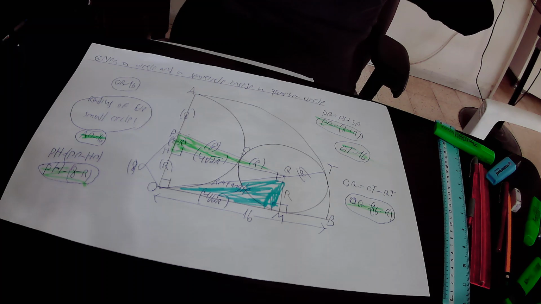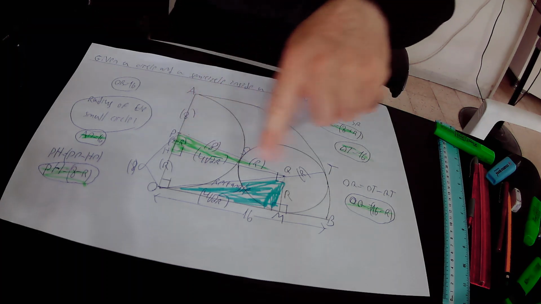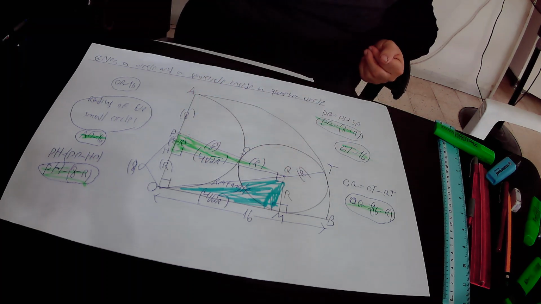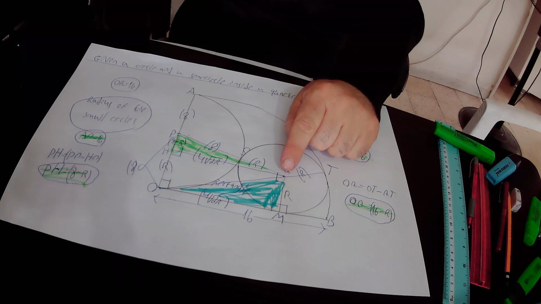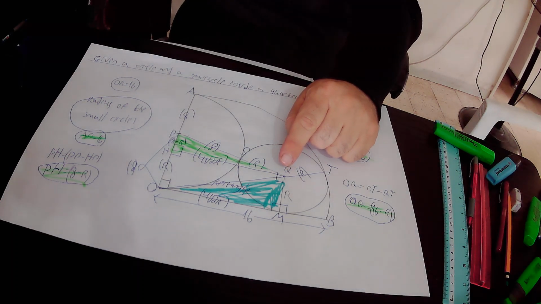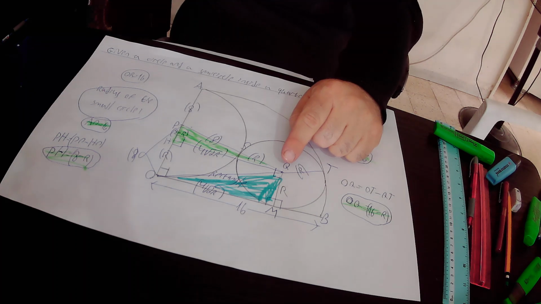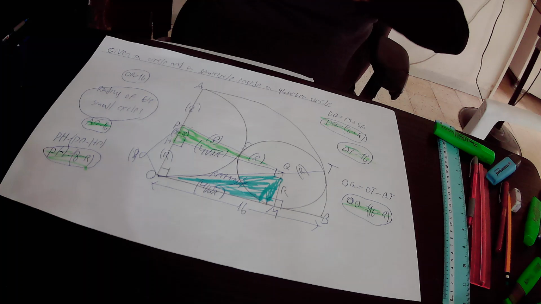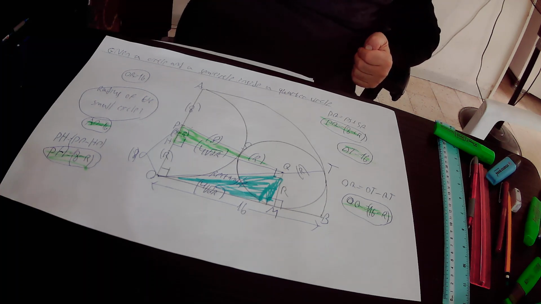Inside quadrilateral QHOM, we have 3 right angles. The sum of 3 right angles is 270 degrees. So 270 degrees plus the size of this 4th angle must be equal to 360 degrees, according to the rule that the sum of the angles in any quadrilateral is equal to 360 degrees. Therefore, this 4th angle must be equal to 90 degrees.